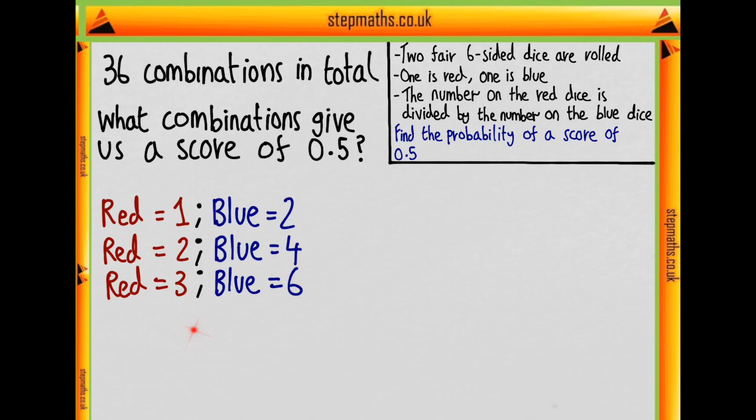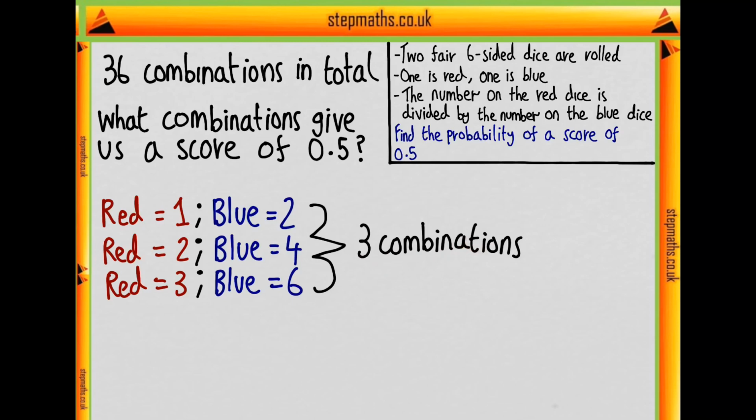Now I'm going to stop. And why is that? Well, if red's 4, the blue dice would have to be 8. But clearly you can't get an 8 on a 6-sided dice. So this is actually all our combinations. So we've got 3 combinations that we can have to get a score of a half.